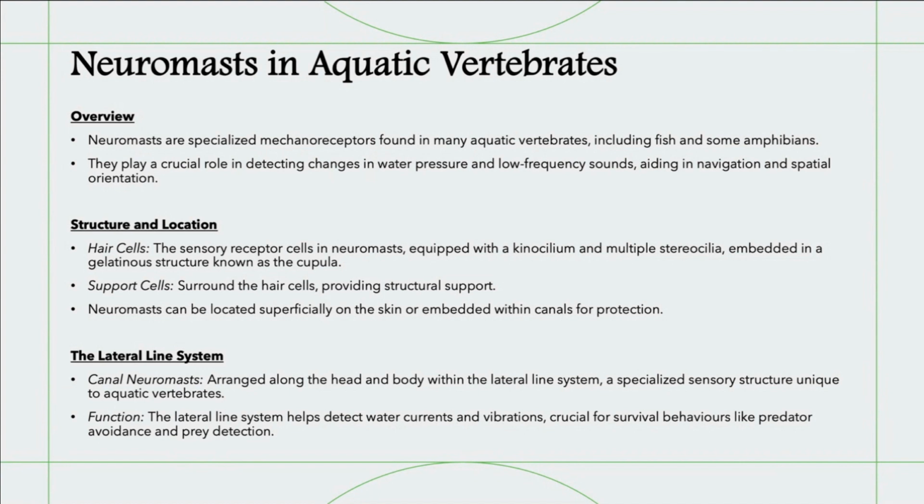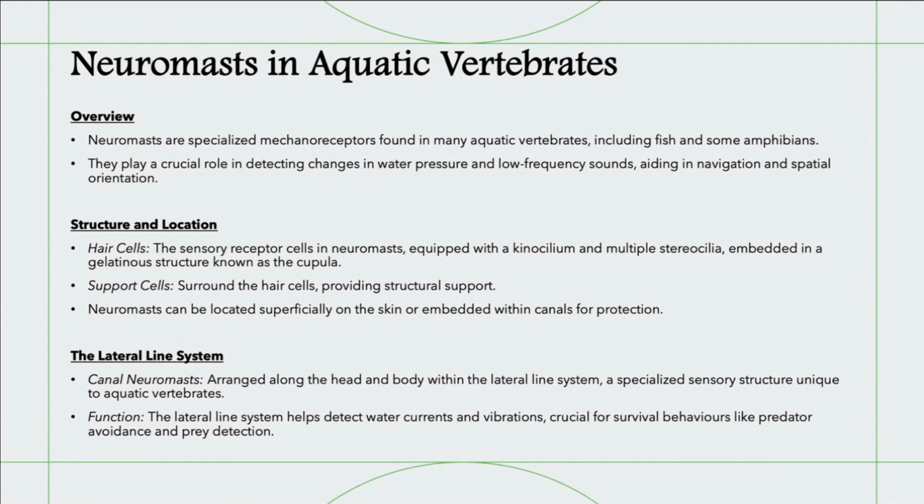Then there are support cells, which are around the hair cells, and they provide structural support, and they keep the kinocilium and the multiple stereocilia there. And then the neuromasts can be found superficially under the skin or inside of canals so that they can be protected. Now we have the lateral line system.